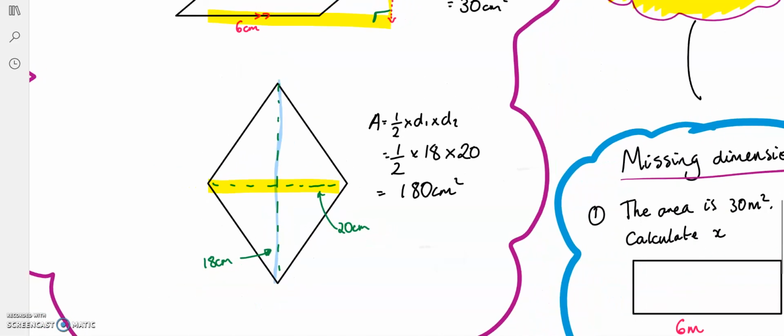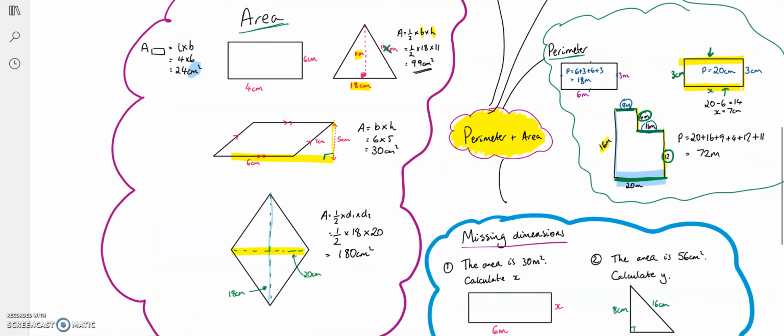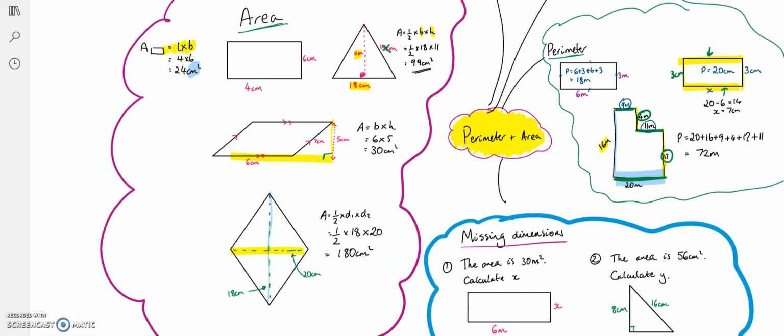Okay, so some problems there. So what formulas do you need to know? You need to know the formula for a rectangle, length times breadth. You need to know the formula for a triangle, a half times base times height. You need to know a parallelogram, base times height, and a kite and a rhombus, a half times the diagonals.